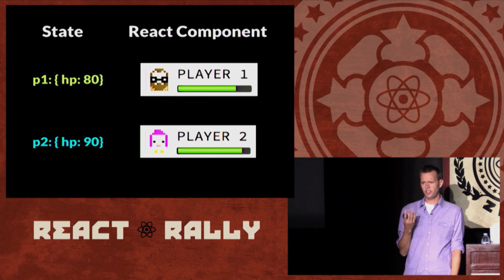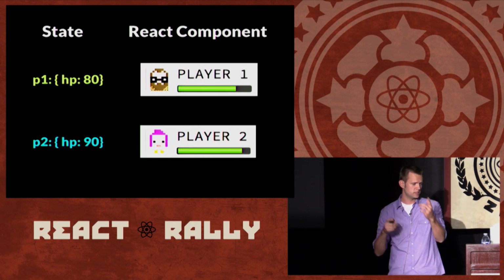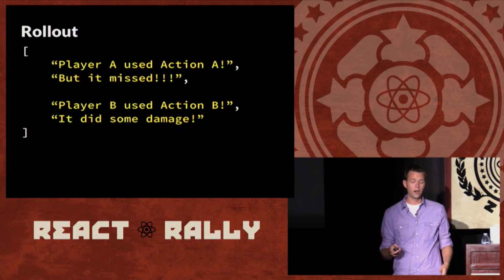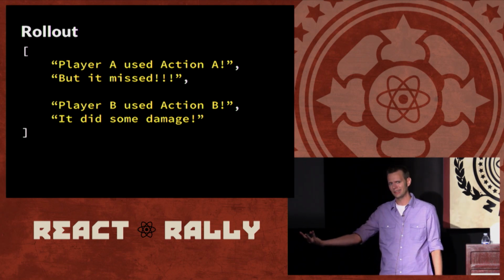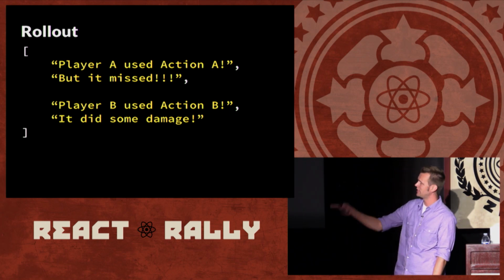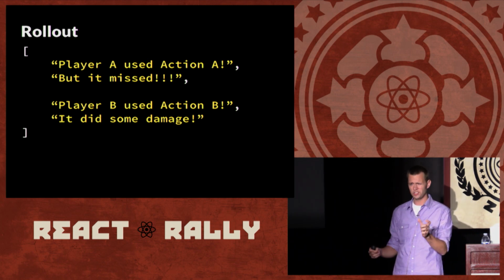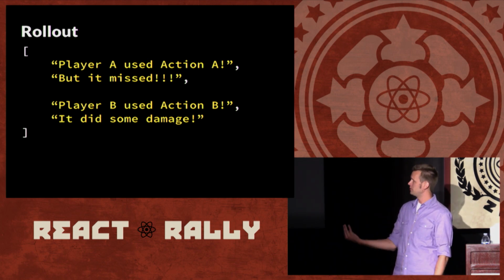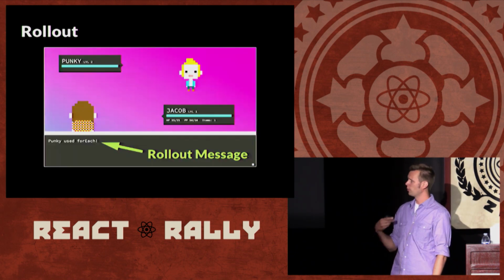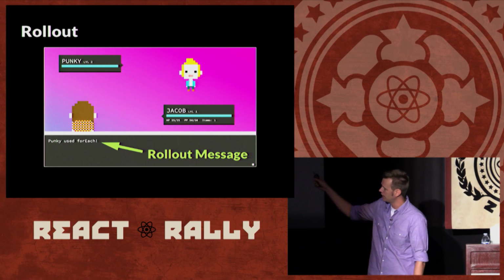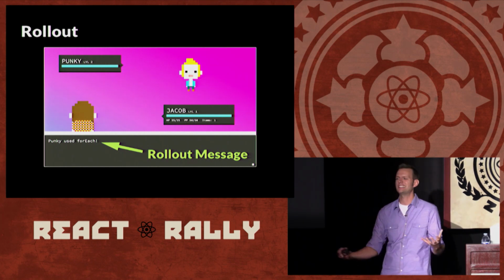So what we need is something human readable. The game engine doesn't just return the new state, it also needs to give us what I call a rollout, which is the step-by-step human readable instructions on how we got to the latest game state. Here it's just lines of text. Player A used action A, but it missed, so that's why the HP didn't change, while player B used action B and it did damage. If you remember from the demo I just showed you, our rollout was at the bottom of the screen here. And by having the player acknowledge each line of text, it kind of tells a story.